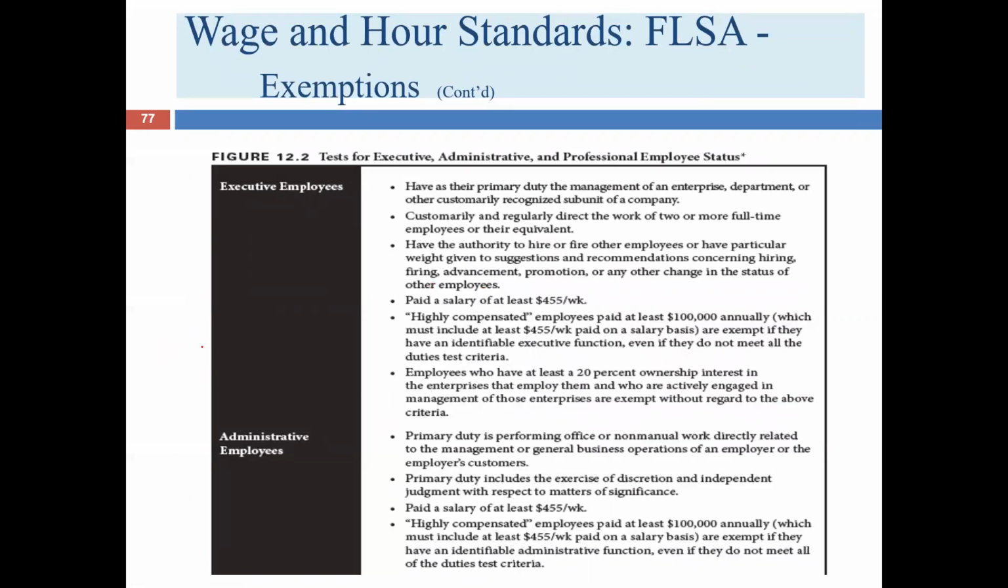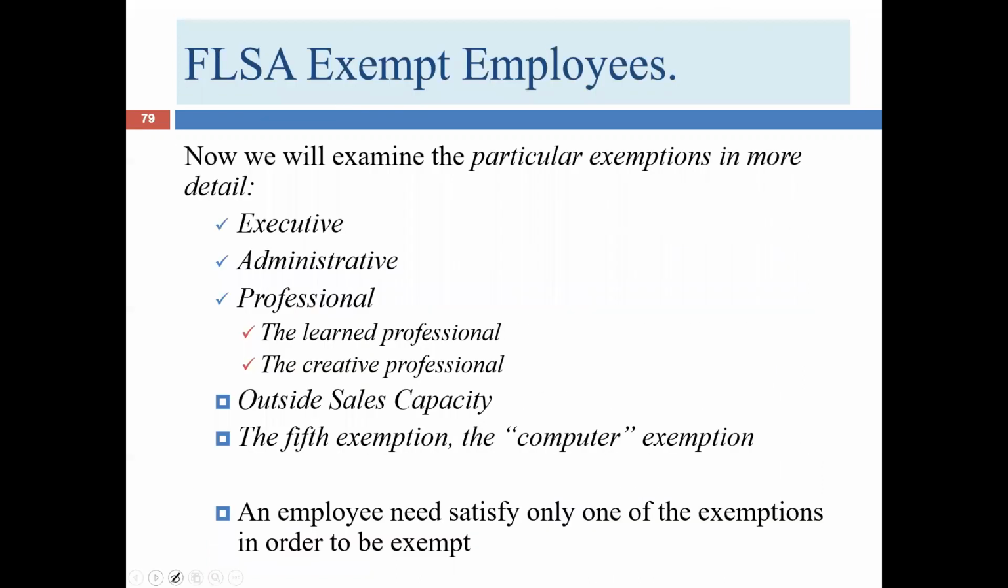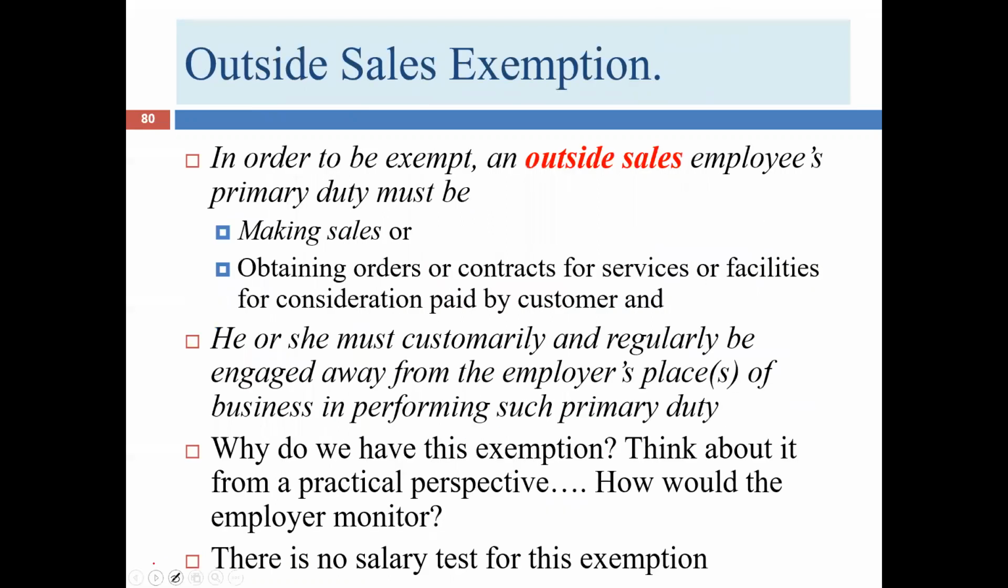Here's just kind of a nice summary of the various categories. So if you have questions, you might find this of value. At this point, we've covered the first three of our categories. And of course, these all have both the duties test aspect and the salary basis test. But now we're going to move on to the outside sales capacity, and then eventually we'll talk about the computer exemption. So let's talk about outside sales.